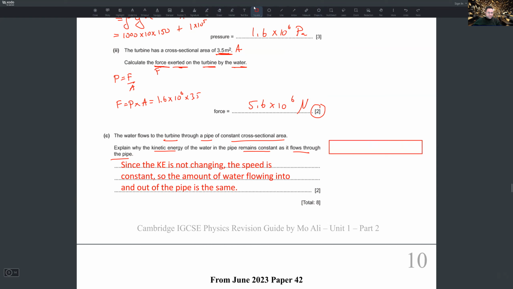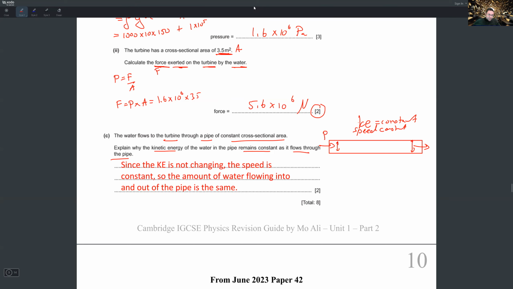Here's a pipe. You have water going in and water going out. If the kinetic energy is constant, this means there's no energy gain, no energy lost. So the speed is what? Also constant. If the speed is constant, why is the speed constant? Because the area is constant.